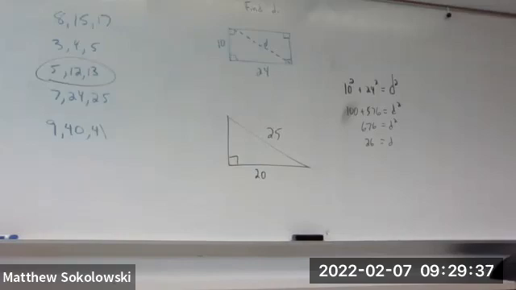Chelsea? Right now, for the Pythagorean theorem, you need 2 sides. Later on, when we get to trig, I'll show you where all you need is an angle and a side, and you can find the other 2 sides. But right now we're doing the Pythagorean theorem.